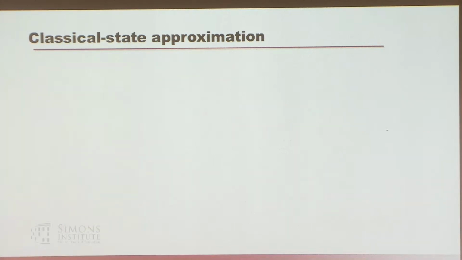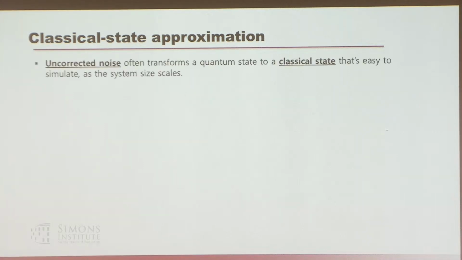All right, so I've been talking about the effect of noise, but what's the real effect complexity-wise in Gaussian boson sampling, and more generally in quantum circuits? Intuitively, we know that if we have uncorrected noise in the circuit, then typically it transforms your quantum state into a classical state that's easy to simulate, especially when you increase your system size.